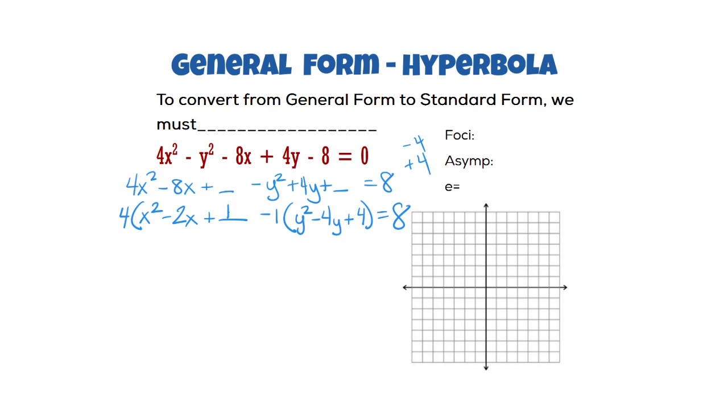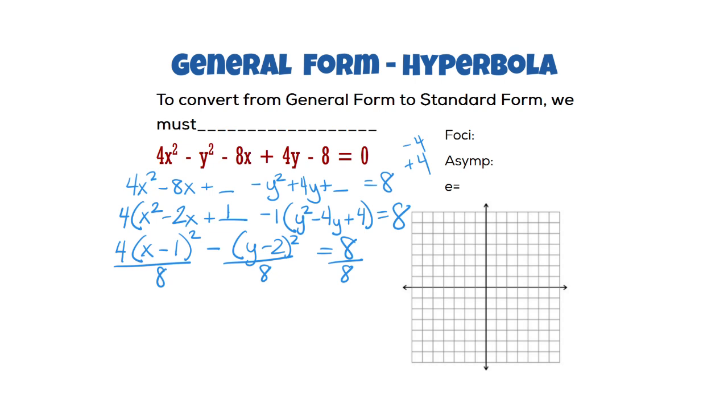I'm going to go ahead and clean this up so it looks like a binomial squared. So this is going to be (x minus 1) squared. And then here's where that minus sign is going to come into play. It's going to be a minus and then (y minus 2) squared equals 8. Just like with the ellipses, I don't want it to equal 8. I want it to equal 1. So I'm going to divide by 8.